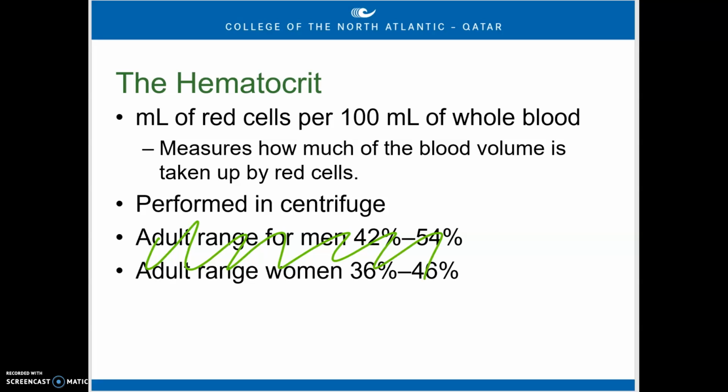Now I'm not too worried about you guys knowing the ranges for that, just know the definition of a hematocrit. Hematocrit's easily taken by putting a whole blood sample in a centrifuge, and we spin it around for a known amount of time at a certain speed, or RPM, revolutions per minute, and that will separate the red blood cells from the rest of the sample, and we'll be able to take our hematocrit measurement.